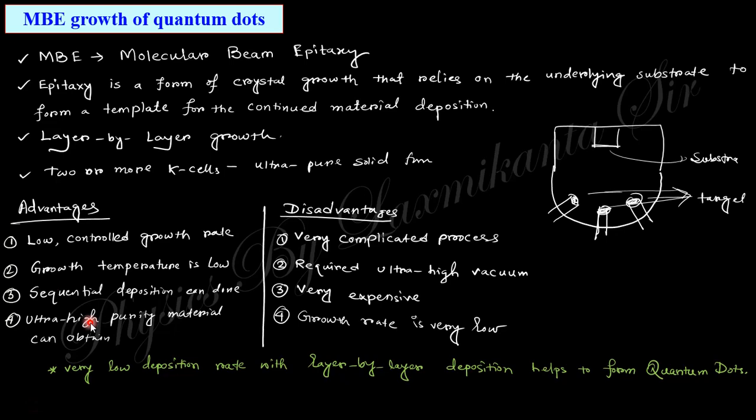Molecular beam epitaxy growth of quantum dots. You know about the quantum dot, the three-dimensionally confined zero-dimensional nanomaterial, which can be obtained using molecular beam epitaxy. Here you can see the targets, where the electron beam is ejected, and they make the layer by layer thin film.